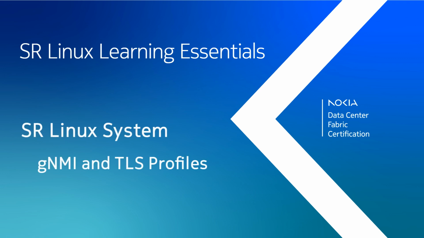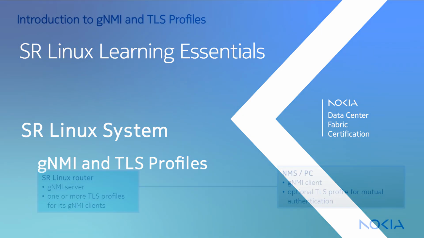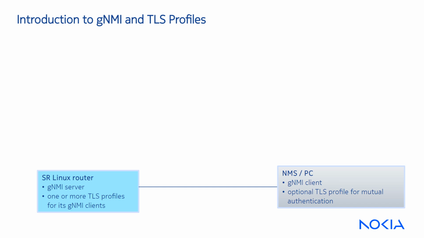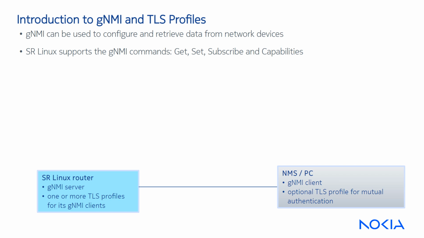This video explains how to configure an SR Linux router as a gNMI server with a TLS profile. The gRPC Network Management Interface is a gRPC-based protocol that is used to configure and retrieve data from network devices. SR Linux supports the gNMI commands: get to retrieve a configuration item, set to modify a configuration item, subscribe for subscribing to telemetry data, and capabilities to exchange the set of gNMI capabilities.